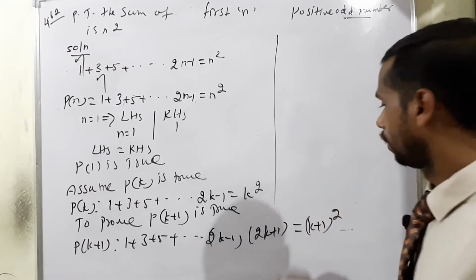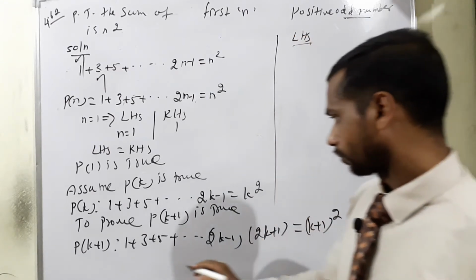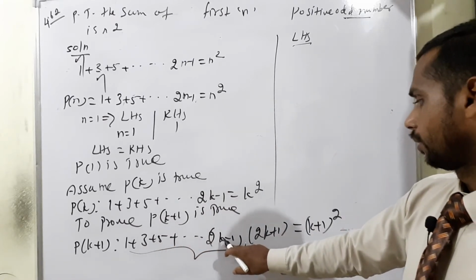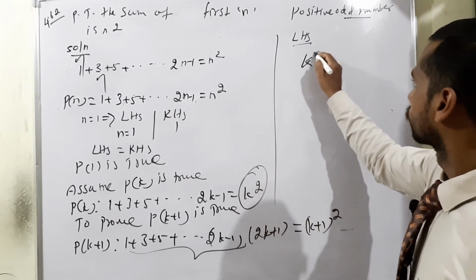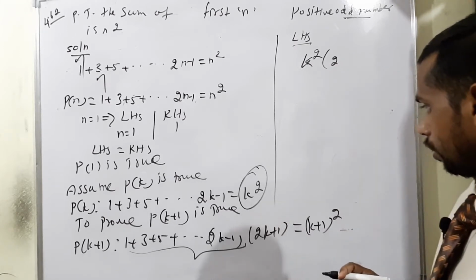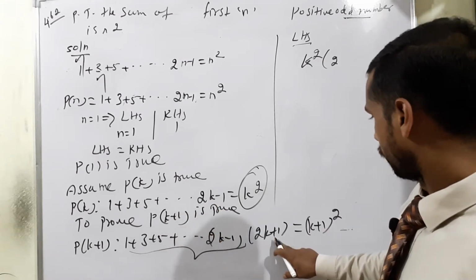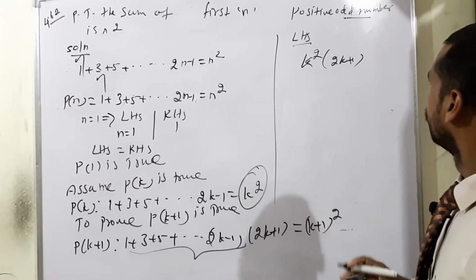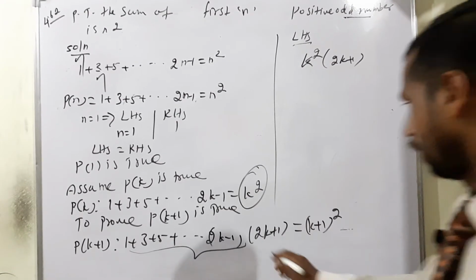Now we have to prove. What is the meaning of LHS? LHS up to here is 1 plus 3 plus 5 dot dot dot 2k minus 1. What is the meaning? k square, isn't it? So k square, then 2k plus 1 is there, k square plus 2k plus 1, isn't it? Sorry, my dear, here plus will come, no?